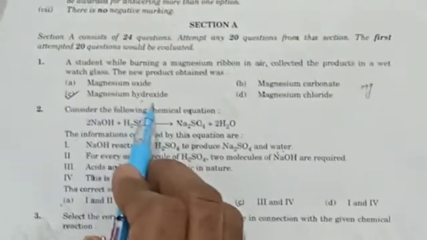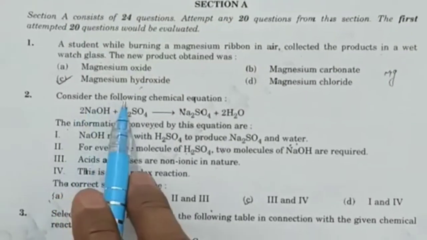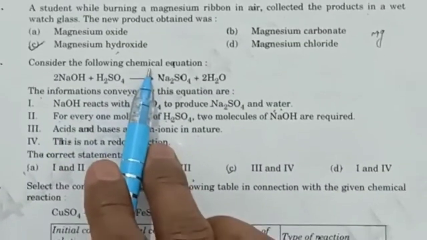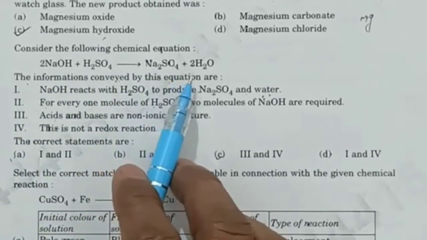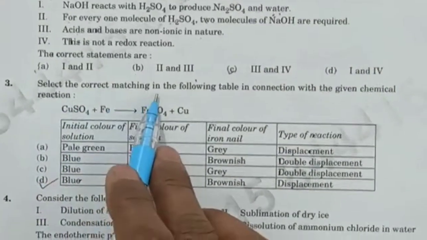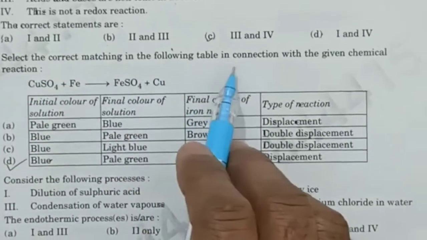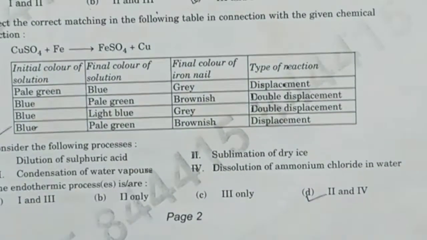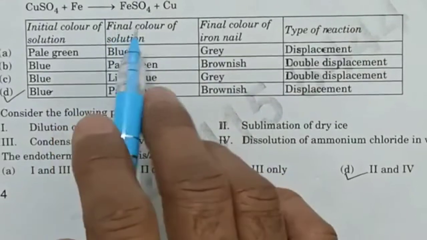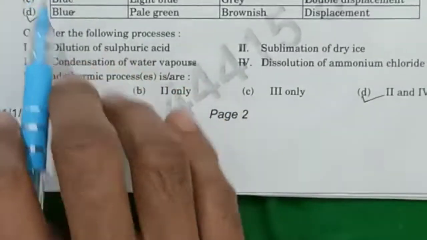Now, question number 2. Consider the following chemical equation. 2NaOH plus H2SO4 gives Na2SO4 plus 2H2O. Question number 3. Select the correct matching in the following table in connection with the given chemical reactions. CuSO4 plus Fe gives FeSO4 plus Cu. Its correct answer is D.